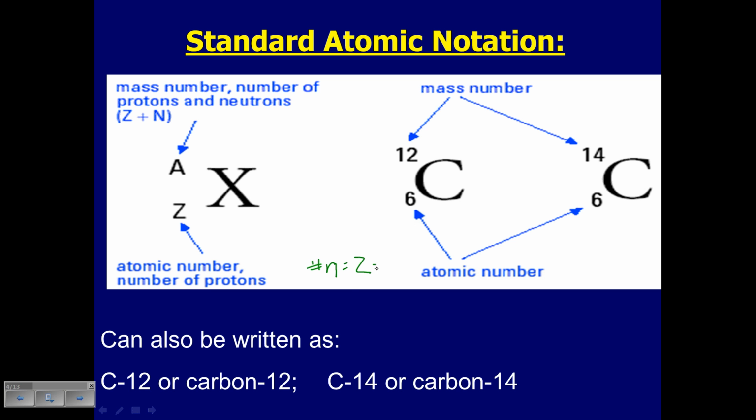If I wanted to figure out the number of neutrons here, all right, again, I would take my mass number, minus the atomic number, and in this case, I would take my 12 minus 6, always the big number minus the small number, and I would get 6. I would get 6 neutrons. And in this particular version of carbon, to determine the number of neutrons, I would take my 14 minus 6, and I would get 8 neutrons. And that means that this version of carbon has 2 extra neutrons than this version of carbon.